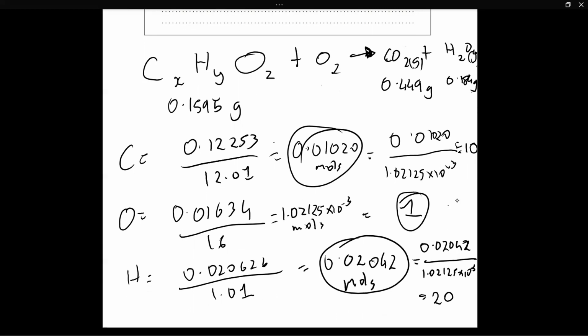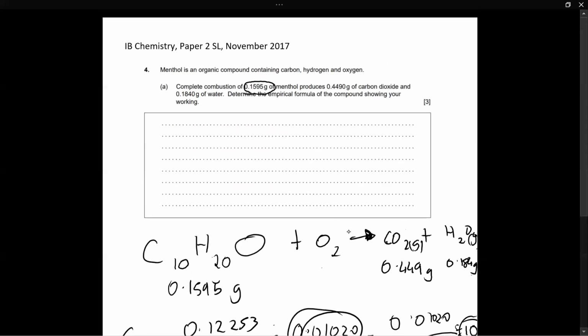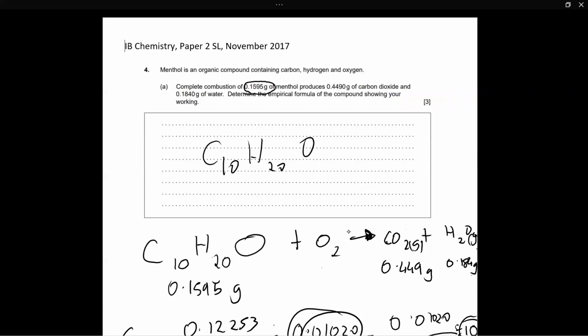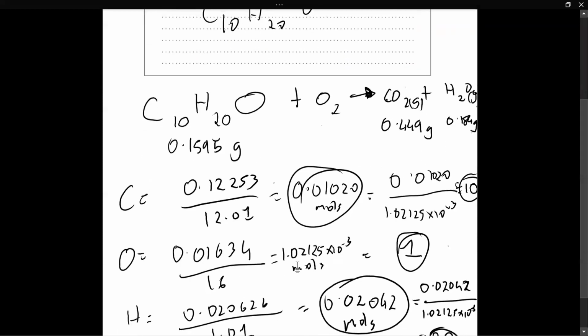Now that we have all these numbers, what do we do? Well, you may have guessed it, these numbers correspond to these letters over here. This is the number of carbon, the number of oxygen, and the number of hydrogen present in menthol. And that is also our empirical formula. So as we see, for carbon we got 10. For oxygen, we got 1, so we just leave it empty. And for hydrogen, we got 20. So there we go. That is the empirical formula of menthol, C10H20O.